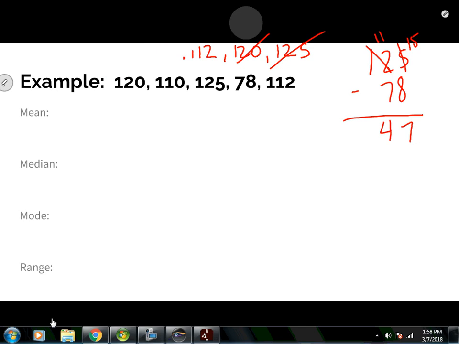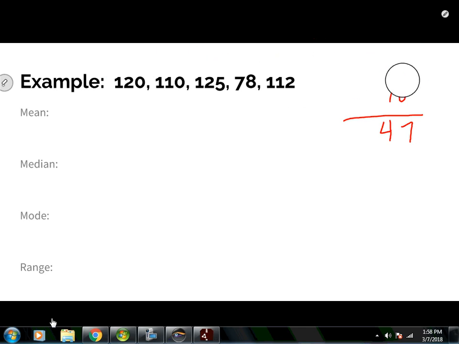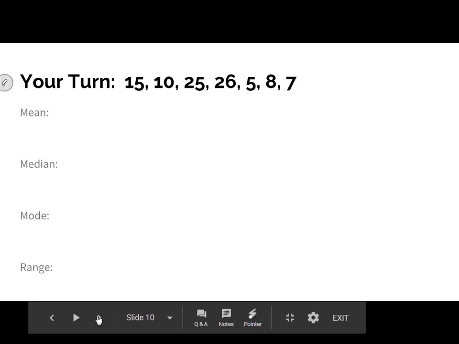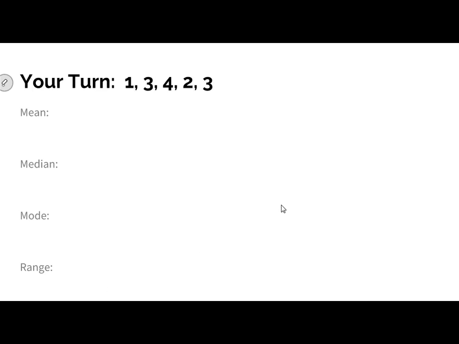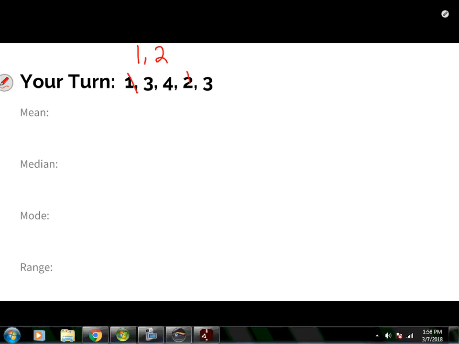Okay, I'm going to pull up an example for you. I want you to pause the video, try it, and then when you're done, turn your video back on and we'll go over it. Okay, I want you to try this one. Pause your video and try it, and then turn your video back on. Okay, so you should have put your numbers in order from least to greatest. I have 1, 2, 3, 3, and 4.